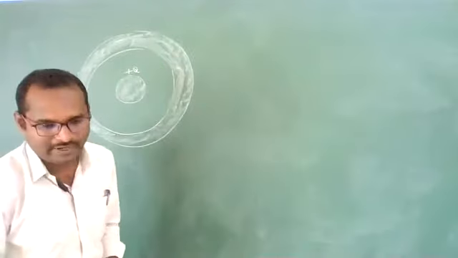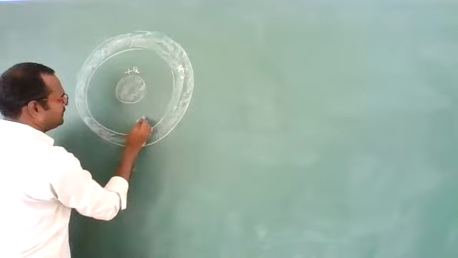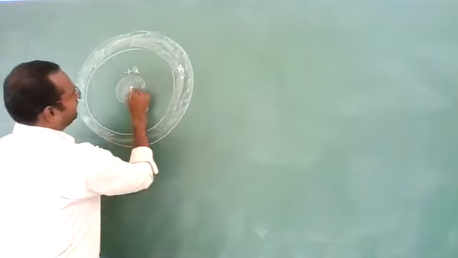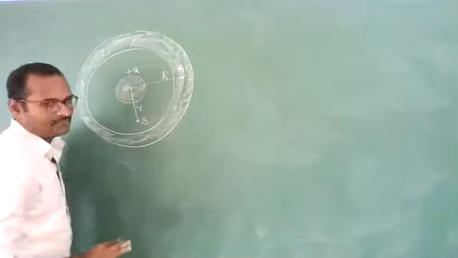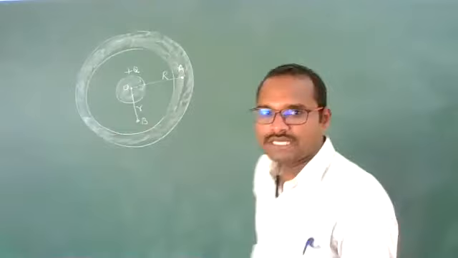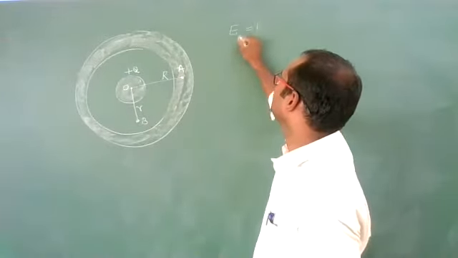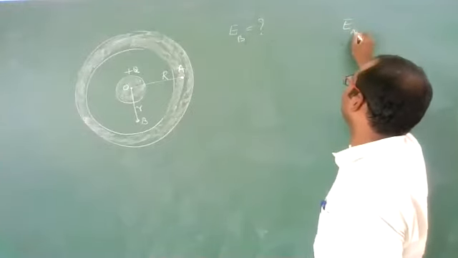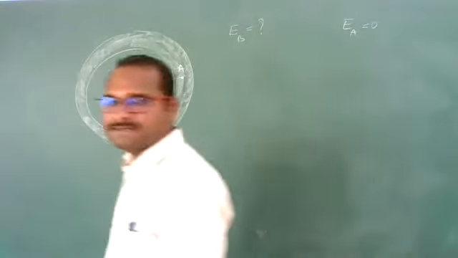Now let us take two points. One point is A and one point is B, which are at a distance of small r and capital R from the center of this conductor. Now my question is, find electric field at point B and find electric field at point A. Can you find? Yes, very easy it is.